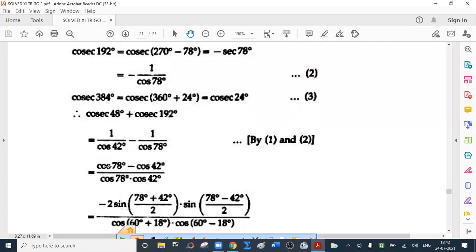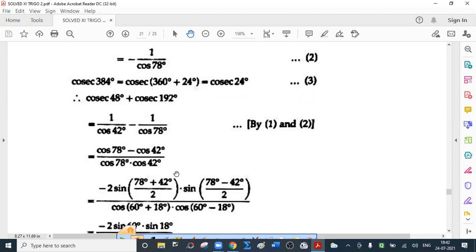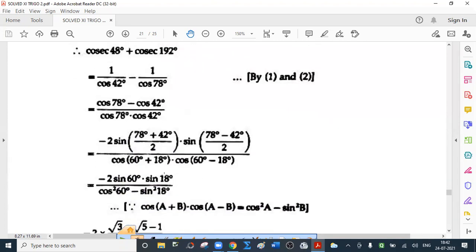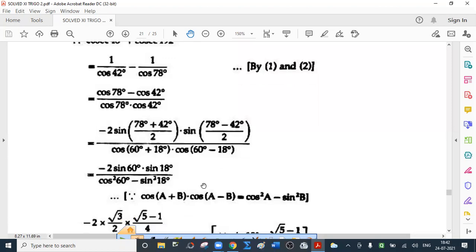In the numerator, apply cos A minus cos B. And in the denominator, 78 is 60 plus 18 and 42 is 60 minus 18. So you get this. Now, what is cos of (a plus b) into cos of (a minus b)? It is cos square a minus sin square b. Can be proved easily actually. Use de facto formula. And what is cos 2 theta? Either 2 cos square theta minus 1 or 1 minus 2 sin square theta. You can prove this later on.